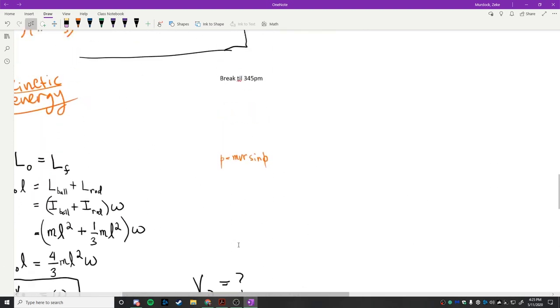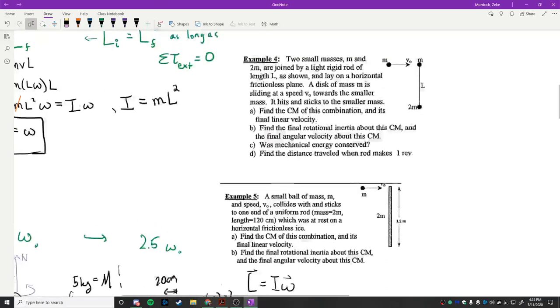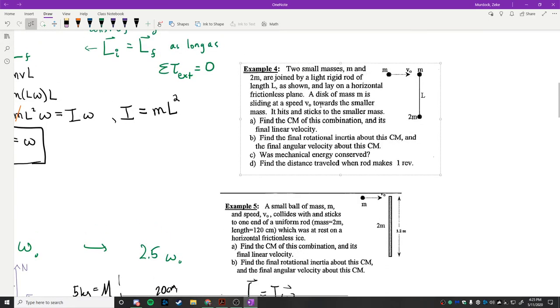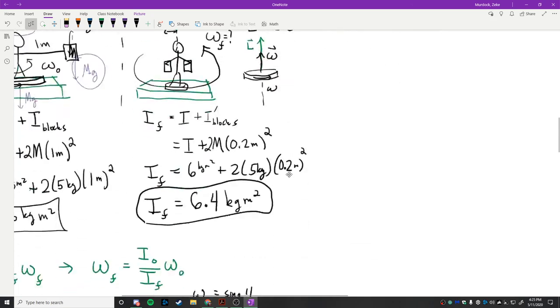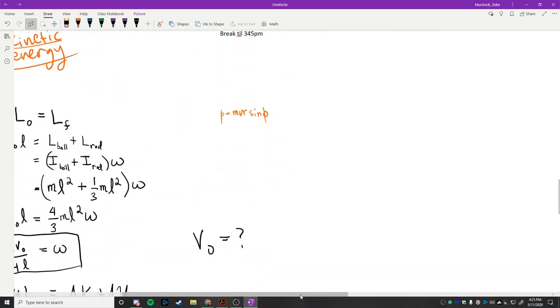Alright. So, we have a couple more problems we can solve. Now, things are going to get a lot more complicated. We're stepping up in difficulty each time. And I really want to do this problem, example 5. If we don't have time today, that's not a big deal, but we'll do this one first. It's a little bit easier.